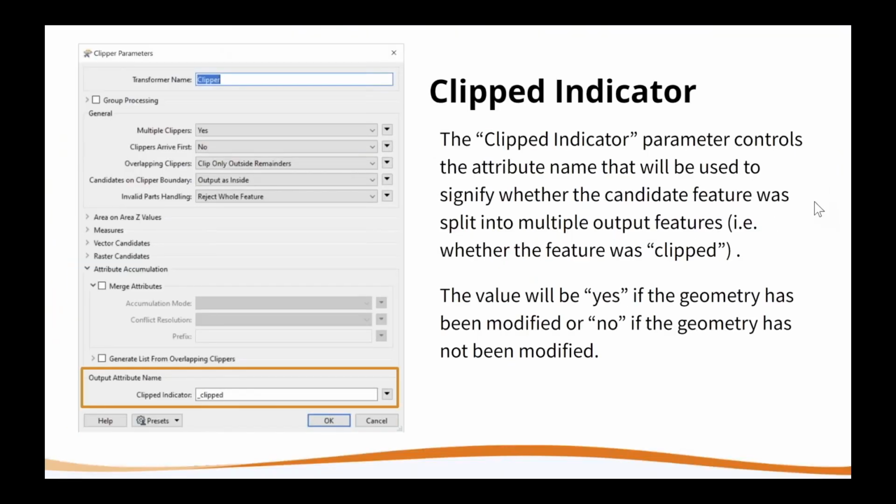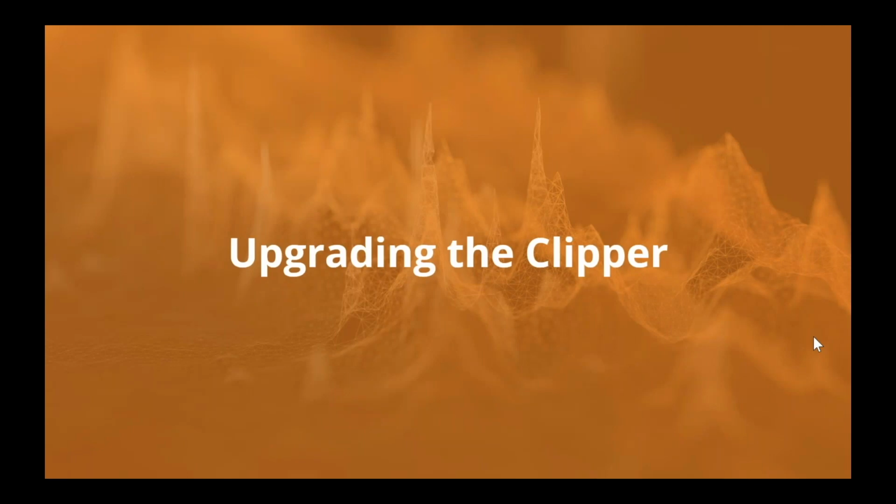And the very last parameter on a driving tour is the clipped indicator. The clipped indicator parameter controls the attribute name that will be used to signify whether the candidate feature was split into multiple output features. In other words, whether the feature was clipped or the geometry was modified. The value of the attribute will be yes if the geometry has been modified, or no if the geometry has not been modified. And that is the end of our driving tour of the Clipper parameters, but there are a couple more things I want to talk about. The first of which is upgrading the Clipper transformer from previous versions of FME.